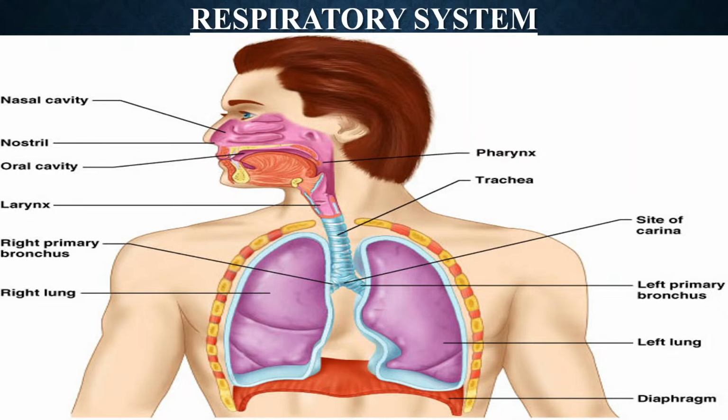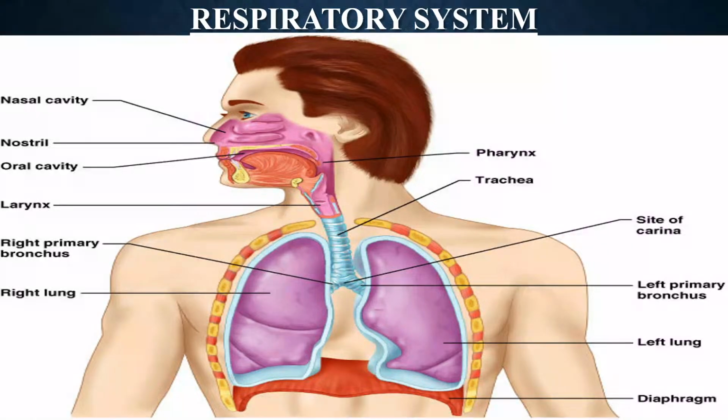Then we also have the conducting zones, and these are just rigid vessels that air passes through to reach the sites of gaseous exchange. An example of this is actually the trachea, and we also have just the nostrils and all that.